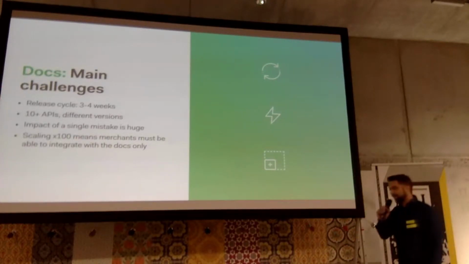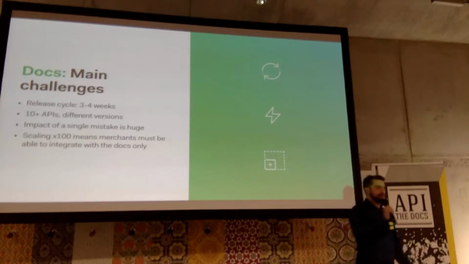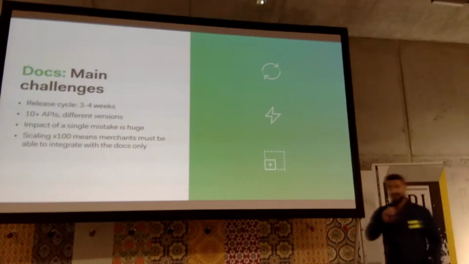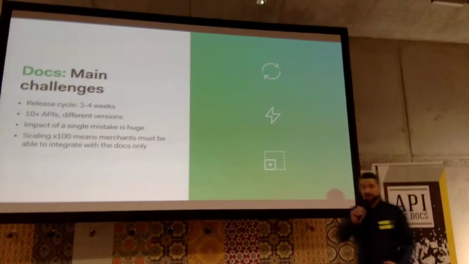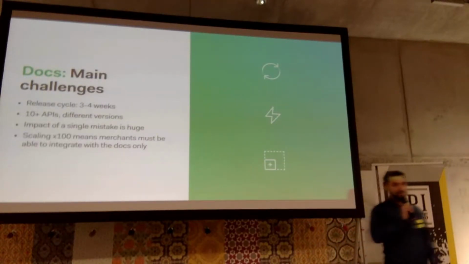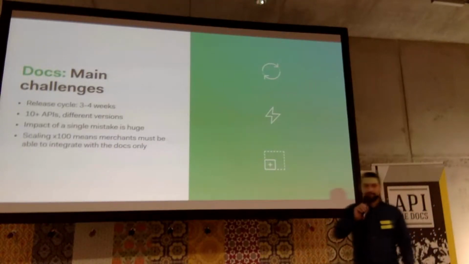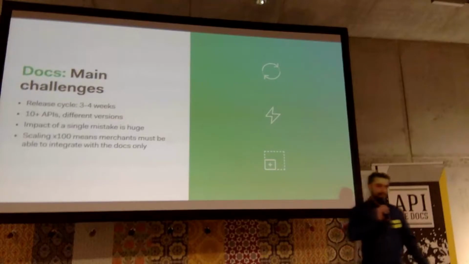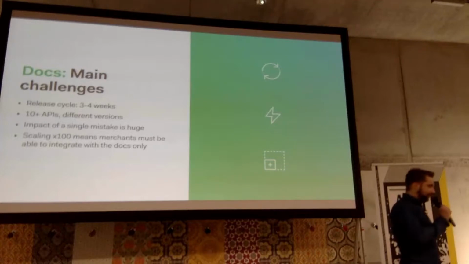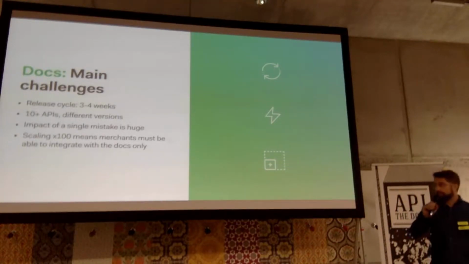We understand that if we make a mistake in our documentation, the impact will be really, really huge, because a lot of merchants, a lot of people in the world actually rely on our documentation. This makes it even more stressful. And of course, we're always thinking about scaling 100 times. What will happen if everything grows 100 times? How can we make sure that all the processes that we use, or the documentation that we write, will still be capable of serving the needs of our merchants?